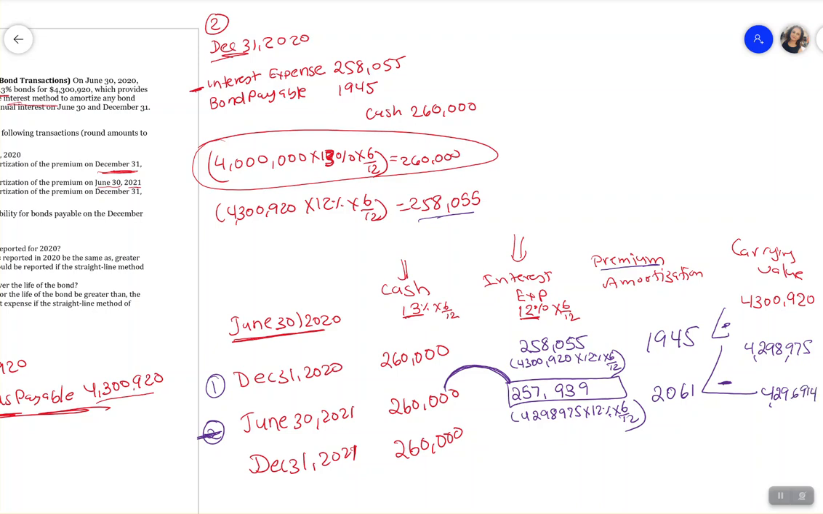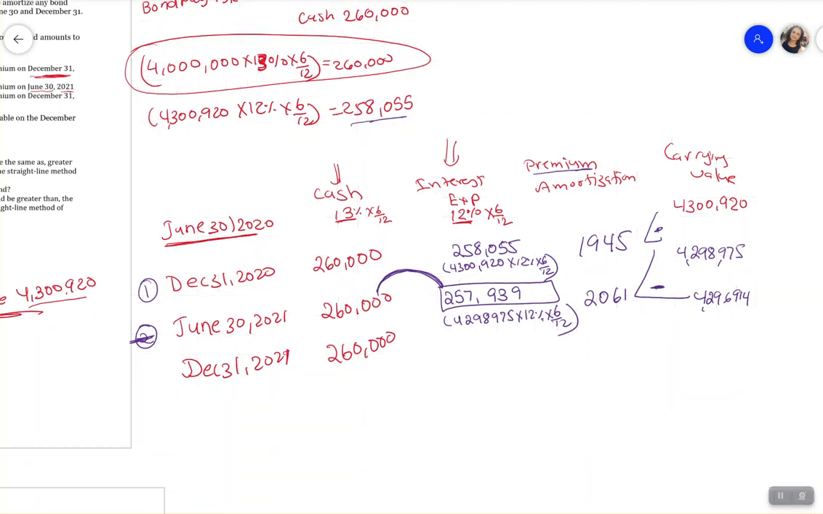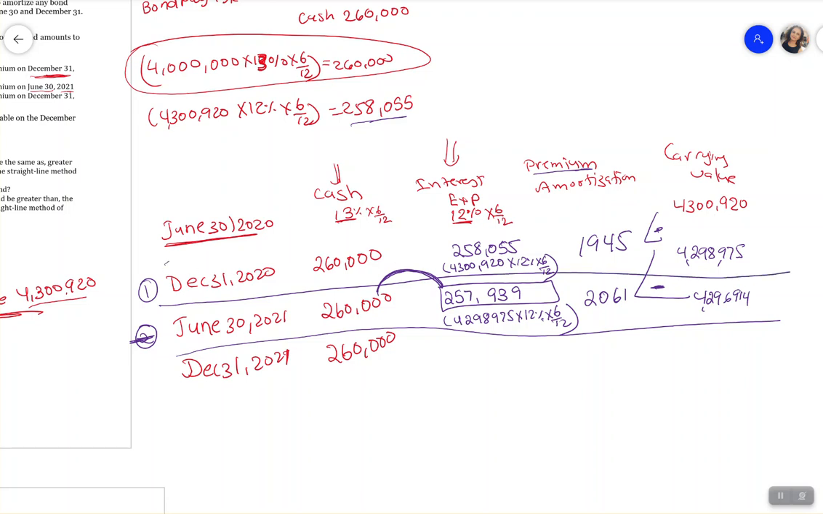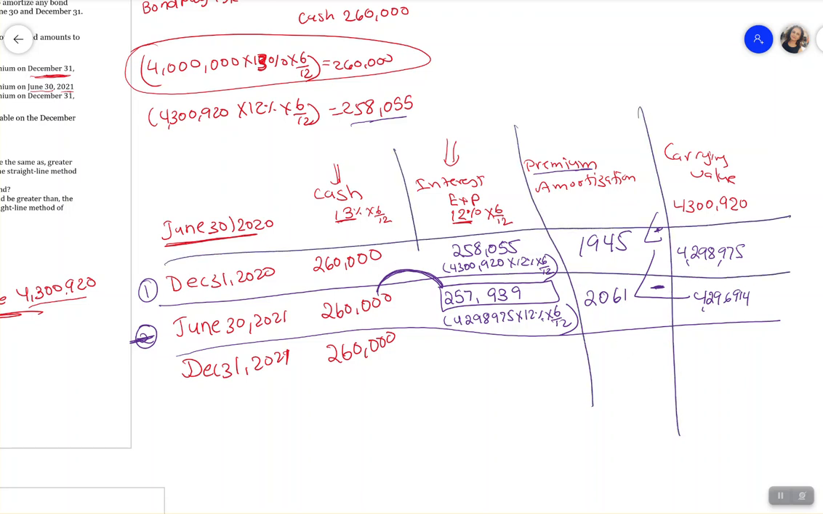4296914. So that's my number. So let's go to our next one. When you're calculating our third payment, I'm just going to do it here so that you know how the numbers are showing, so it's easy to see. So let's do that. 4296914 multiplied by the 12% times 6 divided by 12.